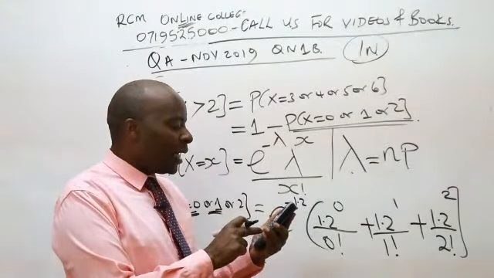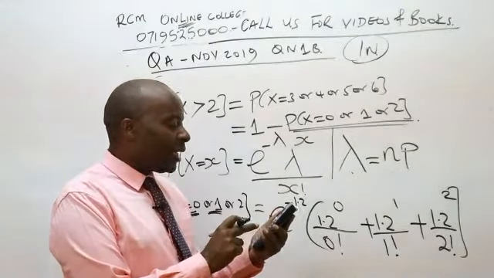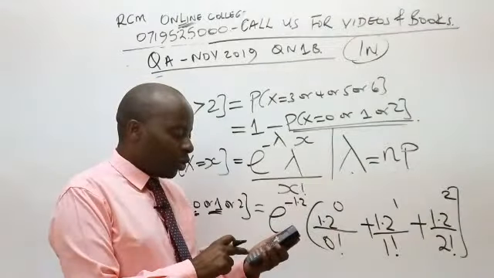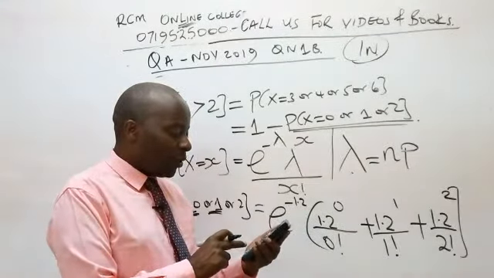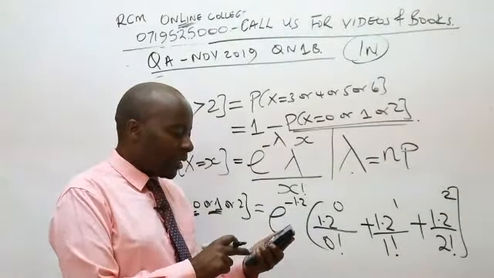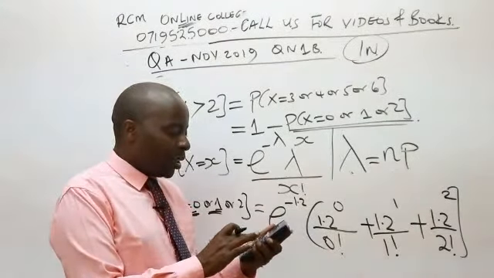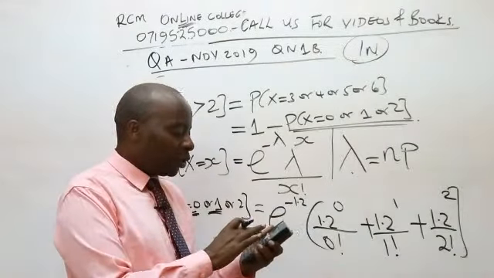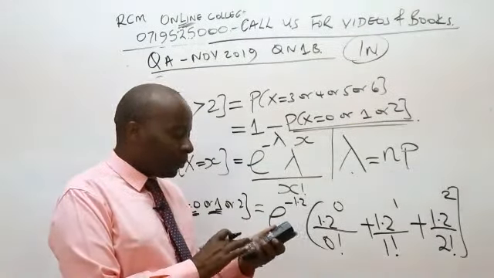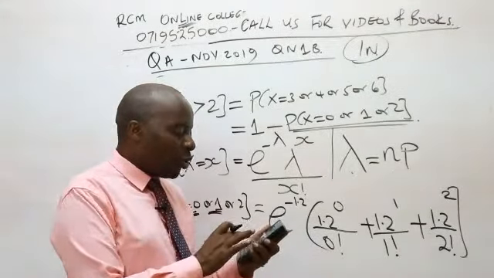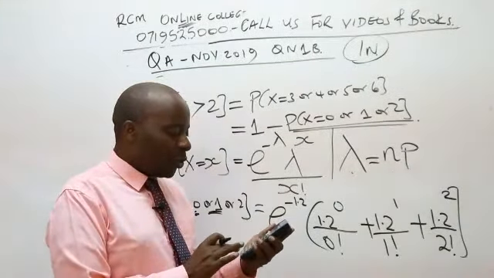I have to go back a little bit. This is supposed to be 1.2 raised to 0, all over 0 factorial. So shift like that. Plus we have 1.2 raised to 1 divided by 1 factorial plus 1.2 squared divided by 2 factorial. Close brackets, you say equals.